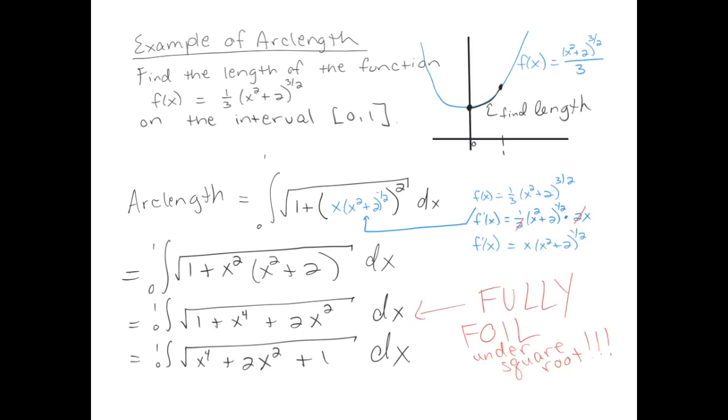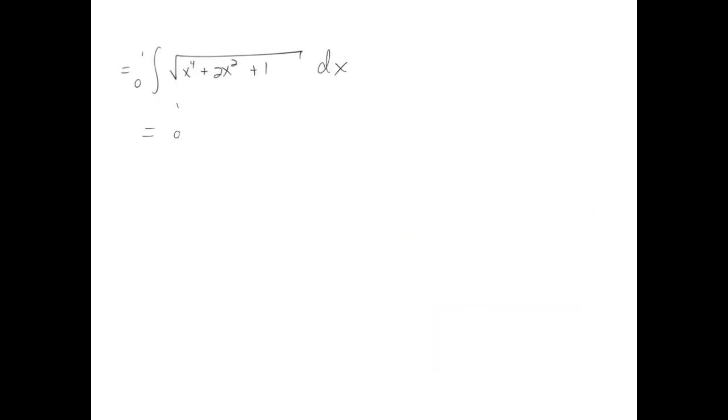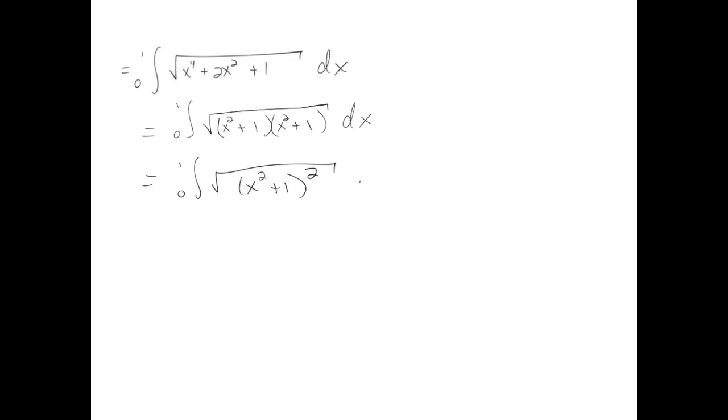Please do this on all arc length problems, because after everything is fully FOILed out, some magic happens, and the stuff under the square root suddenly becomes factorable into a complete square. So let's see that happening here. x squared plus 1 times x squared plus 1. Make sure to double check that factorization and see if you could have done that on your own. Now, x squared plus 1 times x squared plus 1 is the same as x squared plus 1 all squared, right? And now the magic finally happens.